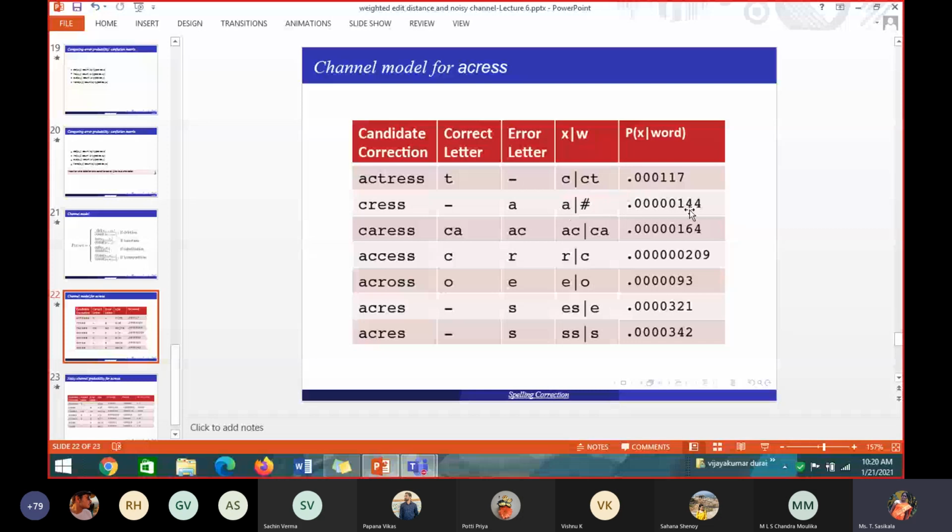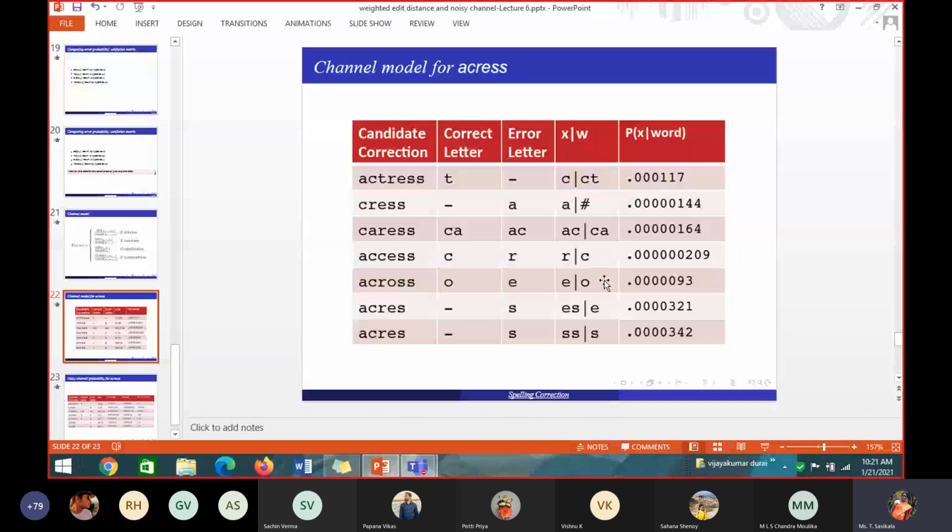Third one, W is the correct word, X is the error word. P of X given W is the probability they are taking. So P of AC given CA: the correct word is CA, but it is written as AC. What is that probability they have given? Point this. Similarly here, the correct character C is replaced by R, substitution happens, and that probability is this.